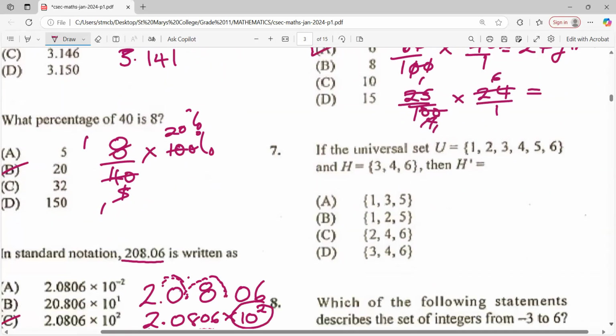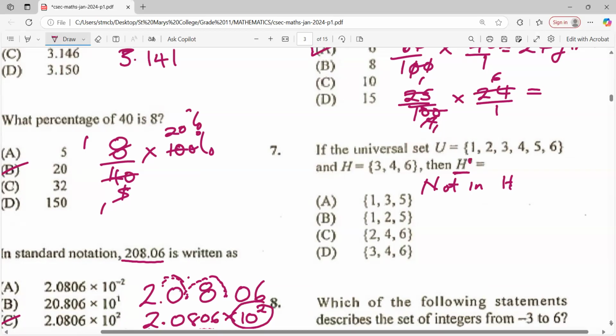All right, if the universal set U is equal to 1, 2, 3, 4, 5, and 6, and H is equal to 3, 4, 6, then H complement is... So guys, first of all, we need to know what this little stroke means. Now this means not in H. So that's how you can look at it. It's in the universal set, not in H though.